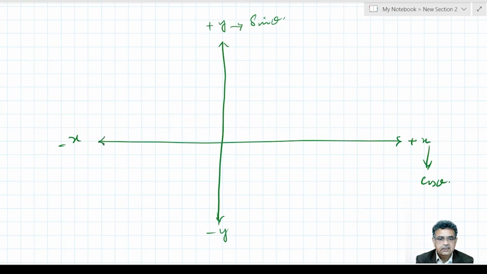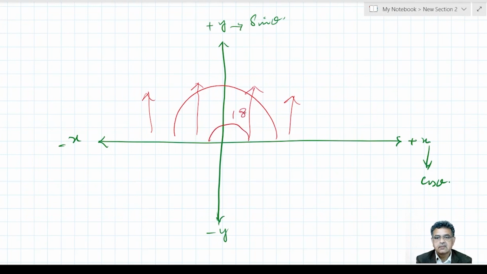So as we know that sin theta is positive when y is positive, so where is y positive? We know that y is positive in this area, because it is upwards, in the first and second quadrant. Sin is positive because y is positive. So how much angle is covered by this? This is 180 degrees. So a 180 degree angle is covered in the first and second quadrant. That means sin theta remains positive in the first and second quadrant.